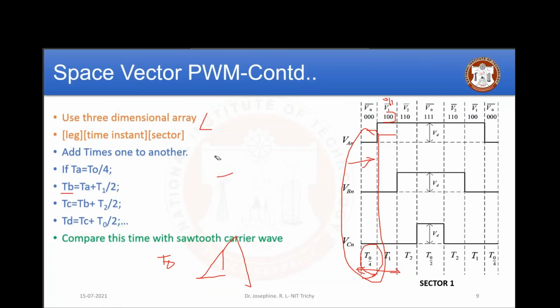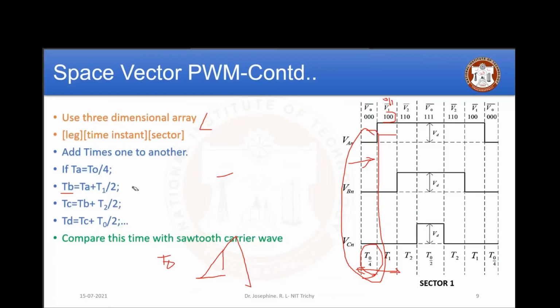Assume that it is sector 1. My sector is identified. Then from this, my time will be identified. You know how long it will be there? Till it is compared with the repeating sequence, this time will be there. T0 by 4. And your legs A, B, C will return whatever the values. If I give 0, 0, 0, it is going to return that.